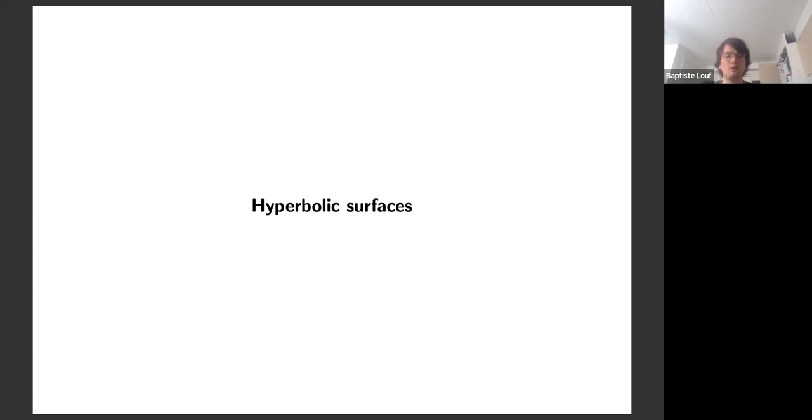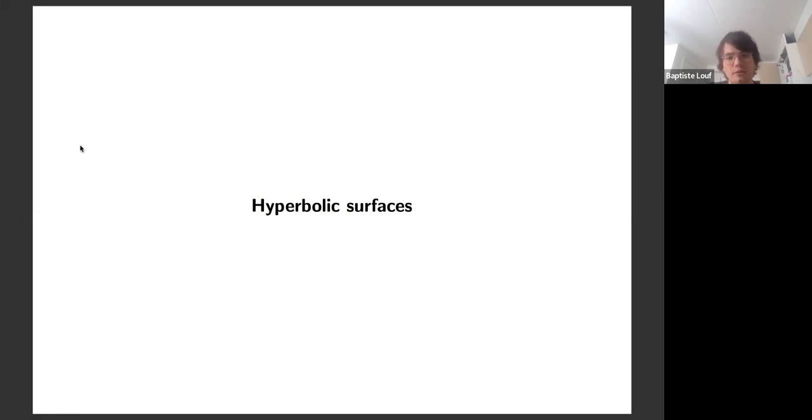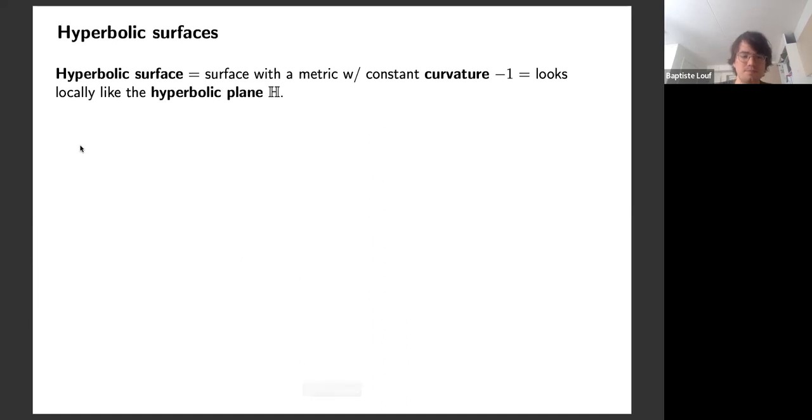I will talk about the second model of random surfaces, which is hyperbolic surfaces. This is not my area of expertise, so maybe some of you actually know more about it than me. Please forgive me if there are slight imprecisions, but I will try not to say anything that's too wrong.